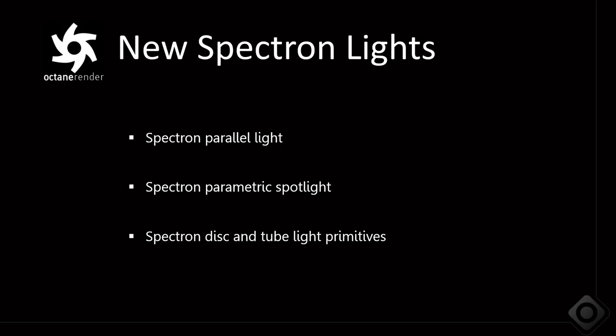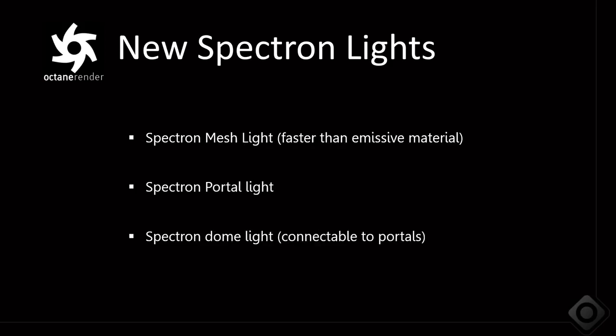Those will, again, render much faster than the equivalent mesh light, or the emitter on a mesh. We are adding something, though, for mesh lighting, which will be a pure mesh light. If you just plug a mesh into this light, it'll render faster than having that mesh with an emissive material. So that's a new Spectron node. And we're adding a brand new portal light. They're portal materials, but this will be a portal light.